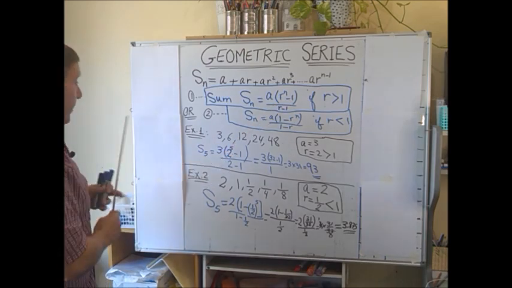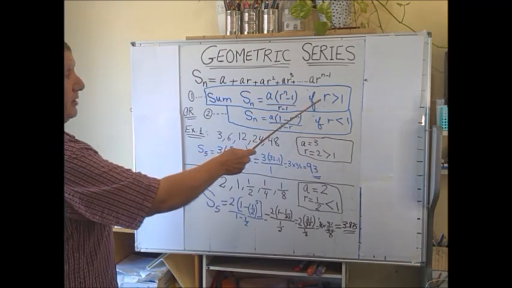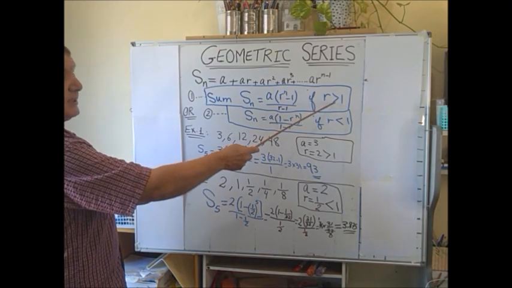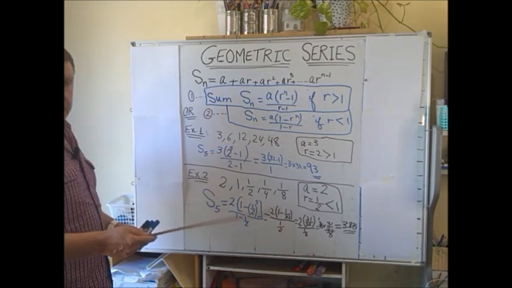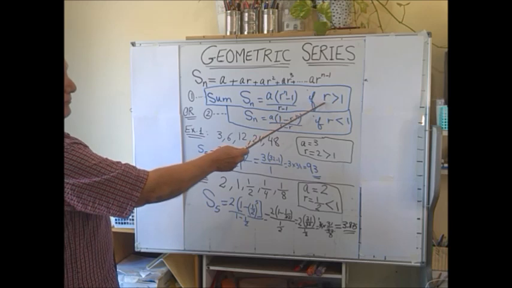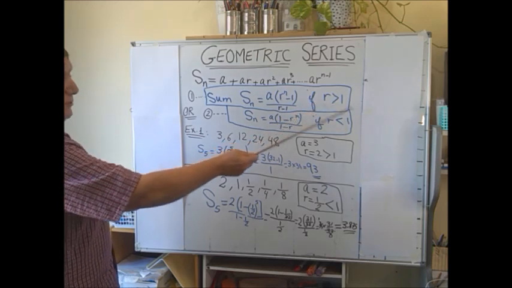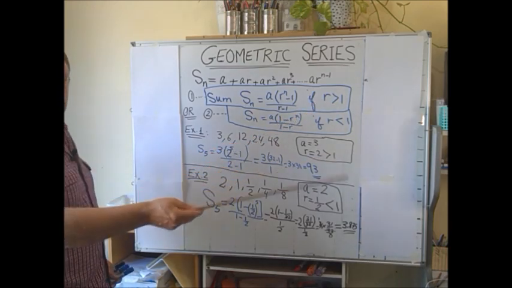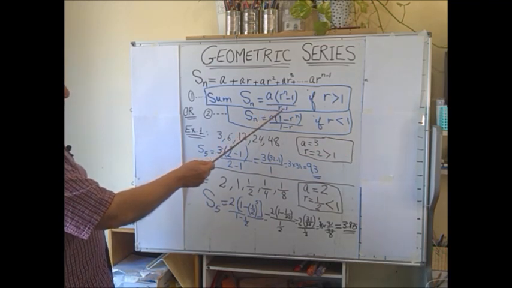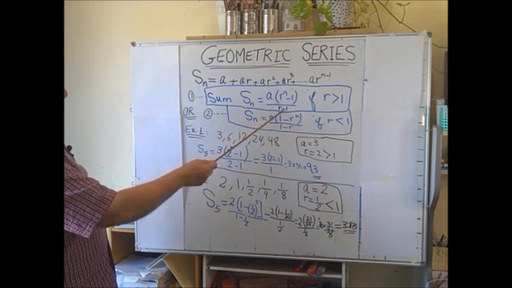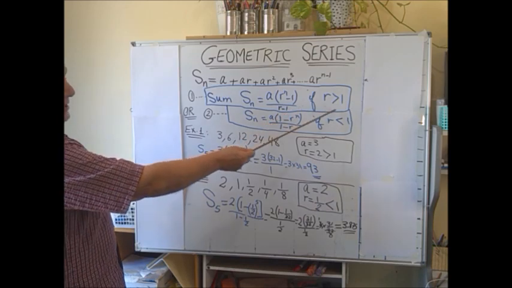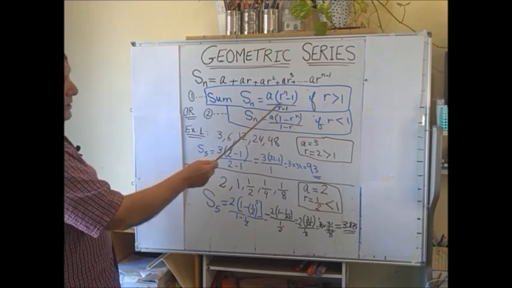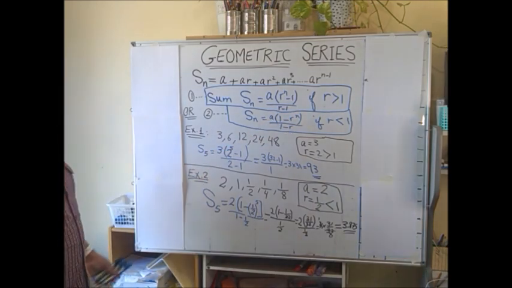But we use this formula only if r, the constant ratio, is greater than 1. So this is the formula if r is greater than 1. That is, if you have r equals 2, 3, and so on. If you look at the denominator, r minus 1, if r is greater than 1, then you will always have a positive denominator.